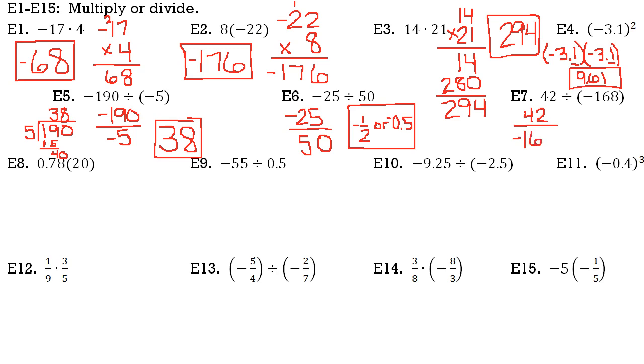All right, example number 7 here, you've got 42 divided by negative 168. That means your answer is going to be a negative.